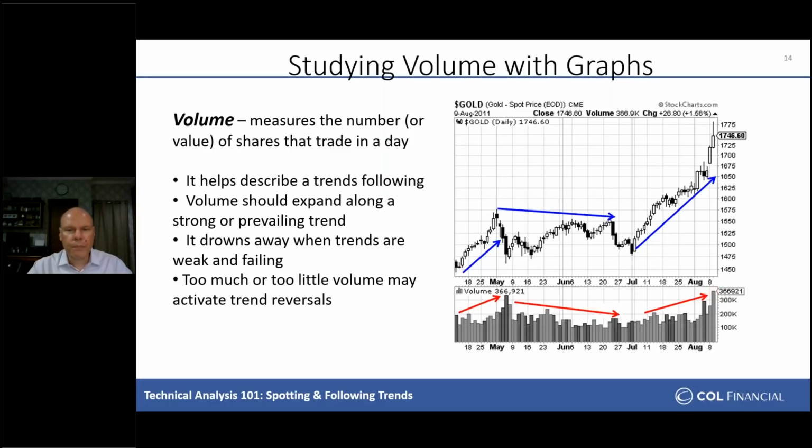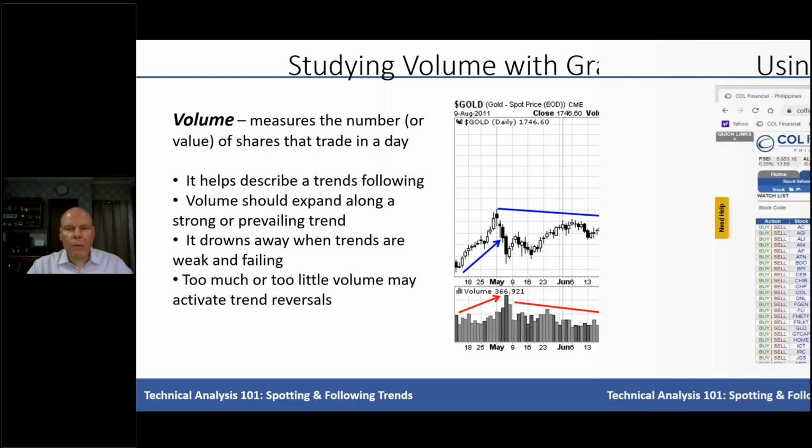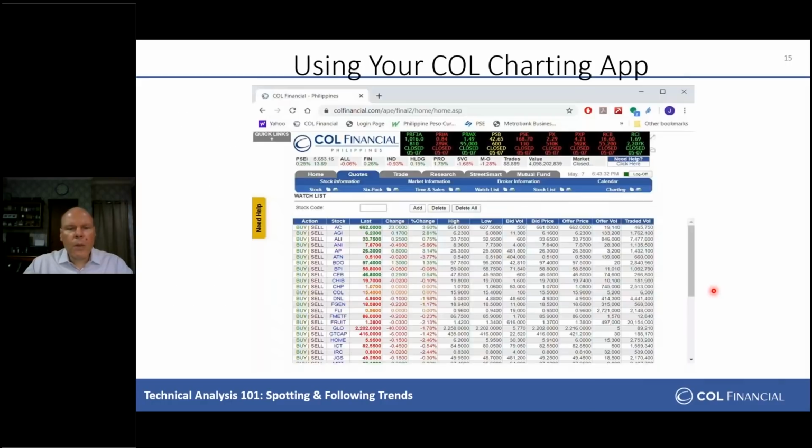Now, I want to give you guys an overview of how to activate the charting app in your COL interface. So let's have a look at it. If you're logged into your site, you simply go into your quotes page, and you can come up and look for the charting tool here, click on it, and it will launch the charting app for you.